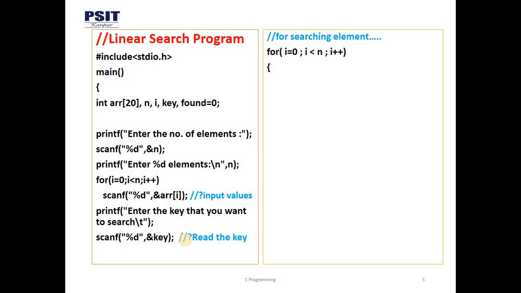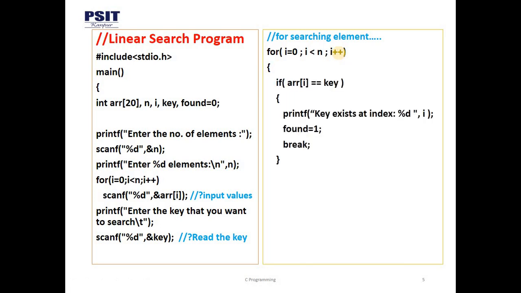Now for linear searching, just start a loop with the counter from I equal to 0 to I less than n, I plus plus, and inside this loop there will be only one condition. If arr at I, that is, if we got the element at the ith index of the array arr, equal to key, then we will announce a successful search and print the index of that key value. So key exists at this index, print the value of I over here at %d.